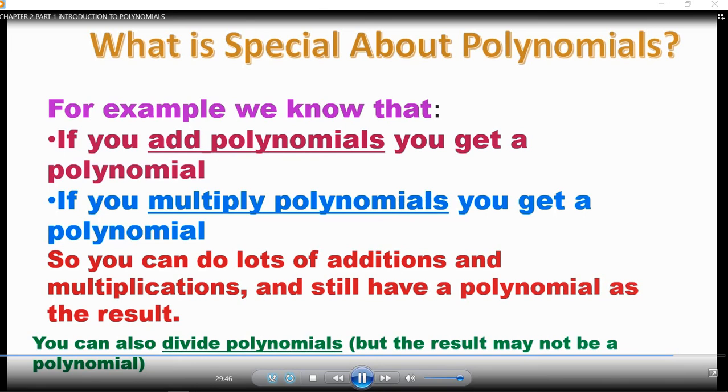Now, what is special about polynomials? We can add polynomials to get a polynomial. We can multiply polynomials to get a polynomial. We can do lots of additions and multiplications. Still we can have a polynomial. But if we divide polynomials, the result may or may not be a polynomial.